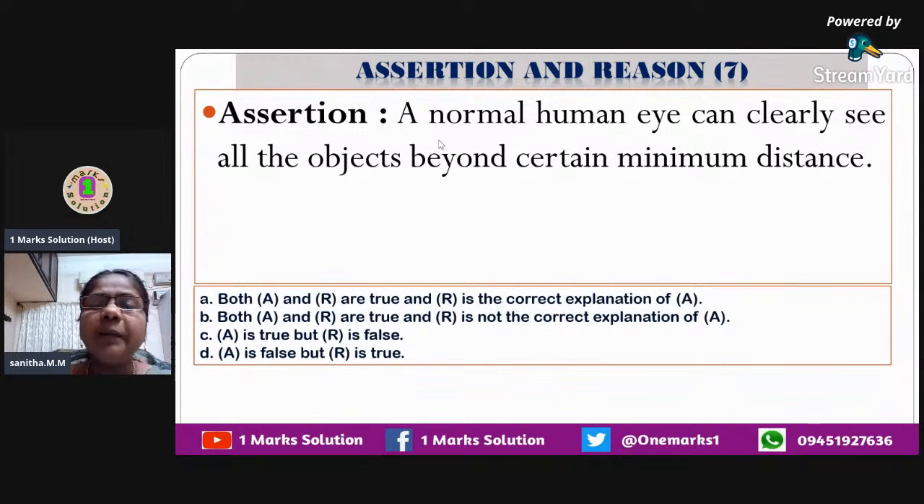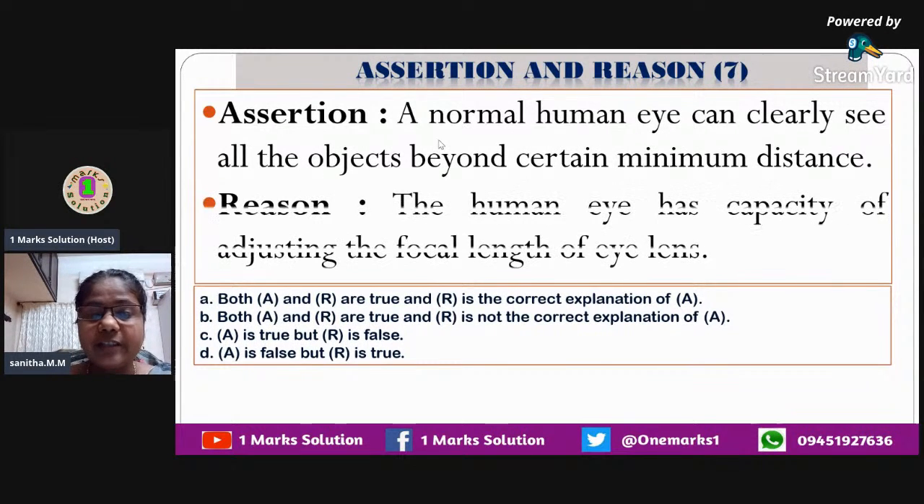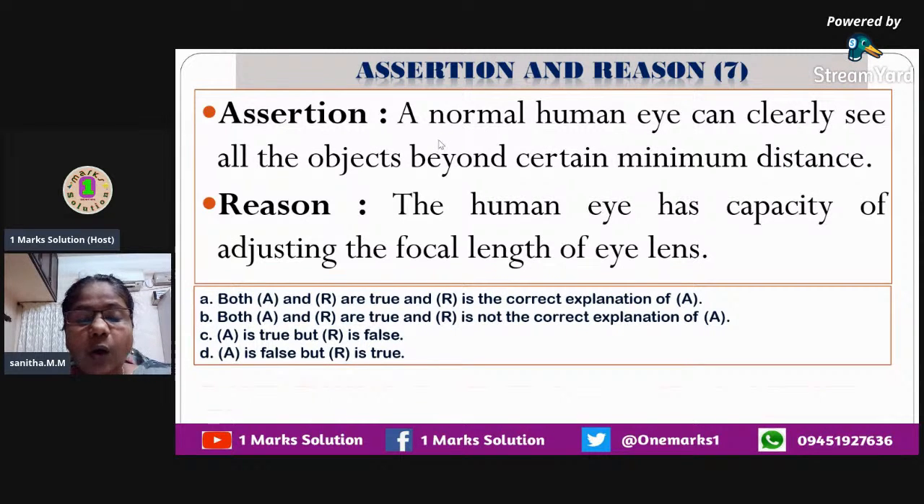Assertion: A normal human eye can clearly see all the objects beyond a certain minimum distance. Is it correct? Just read it out. Okay. Next one, reason: The human eye has the capacity of adjusting the focal length of the eye lens. Yes, of course. That is why we are seeing all the objects, whatever be the distance, right?